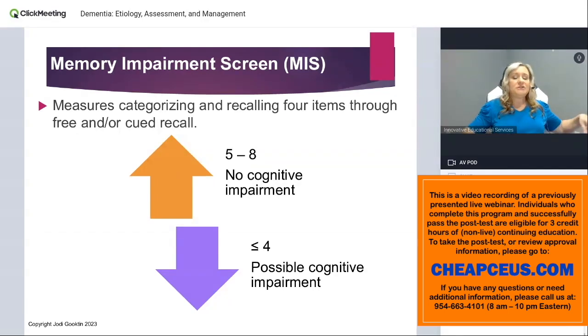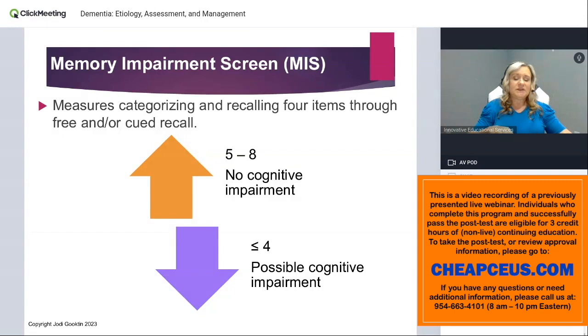The memory impairment screen, this particular tool is going to be a quick measure. The individual is going to be given four different items, and they're just going to recall what they are. This is a little different than your basic recall test, because for each item, you're going to give a category. And then when you score the test, there's going to be free recall. Can they just tell you what it is? And then you can prompt them with the category and then see if they remember what the item is.